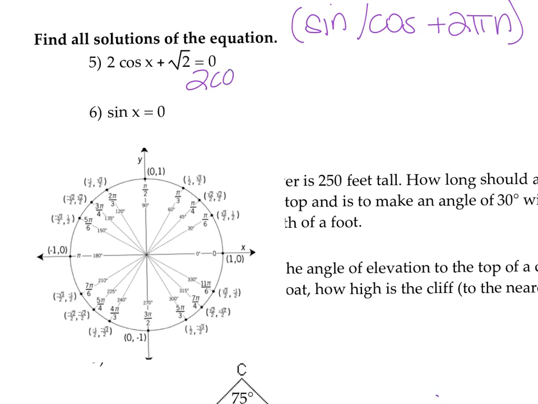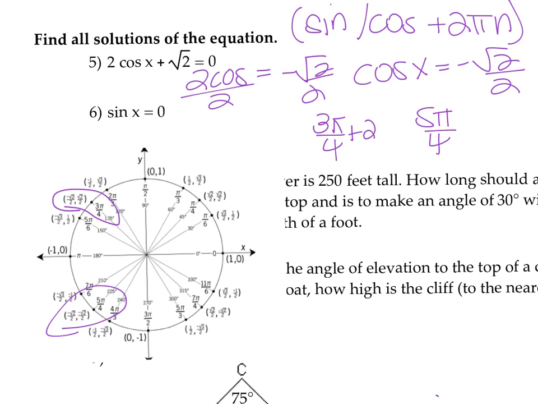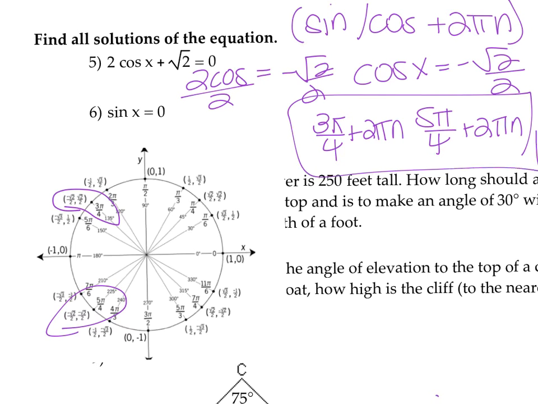So for number 5, I want to get the cosine by itself. So 2 cosine would equal negative root 2, divide by 2. And I'm looking for where on my unit circle cosine is negative root 2 over 2. Because the cosine is x, I'm looking for where on the unit circle the x is negative root 2 over 2, which happens here and here, which would be 3 pi over 4 and 5 pi over 4. And then again, there's no interval. So I add 2 pi n or 2n pi to both of those solutions.